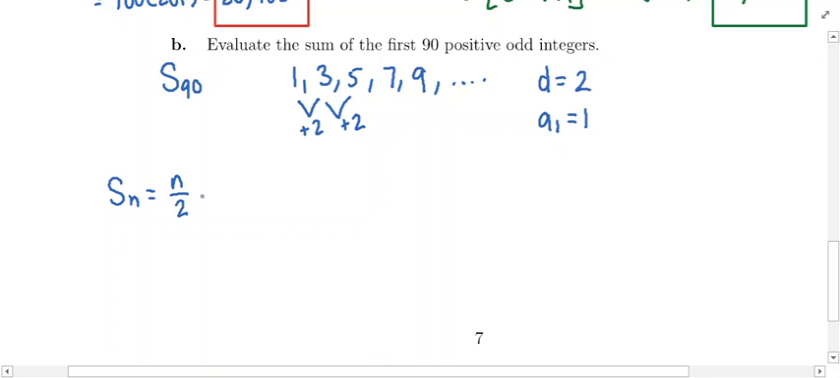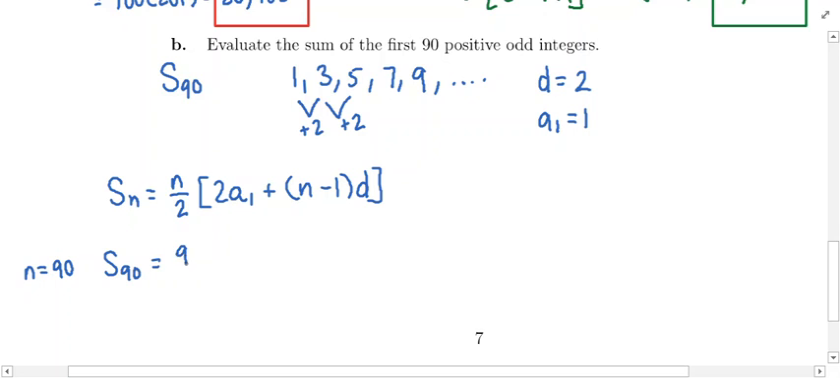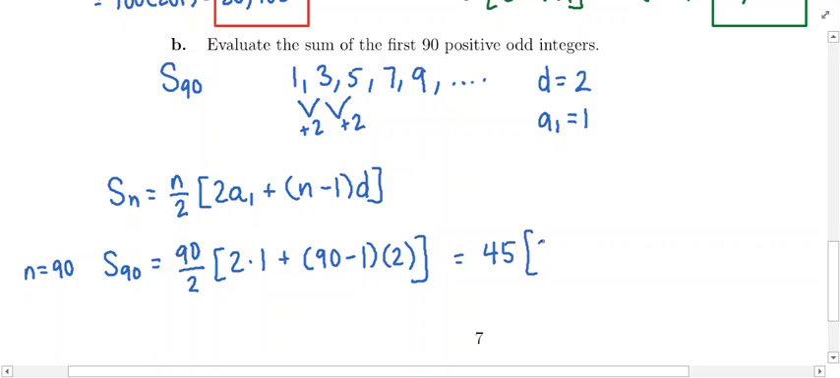S_n is equal to n divided by 2 times 2a1 plus n minus 1 times d. We want n to be 90 because we're adding 90 terms in the sequence, so we're computing the 90th partial sum. Plug in 90 everywhere you see n. We know a1 is 1, and then we'll have 90 minus 1 times d. The d value is 2 because you're doing the odd integers here. We just need to simplify this. This is going to be 45 times 2 plus 89 times 2.